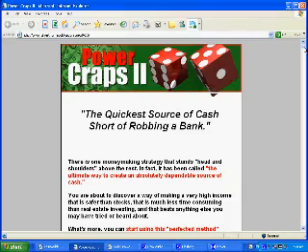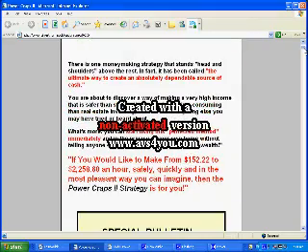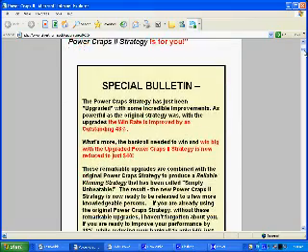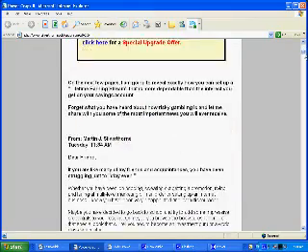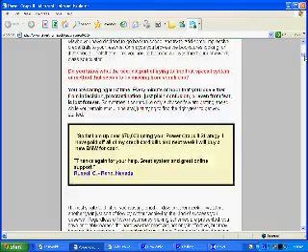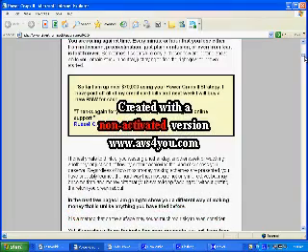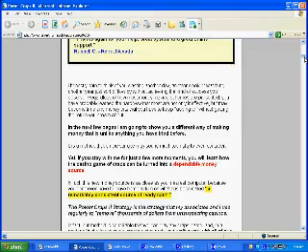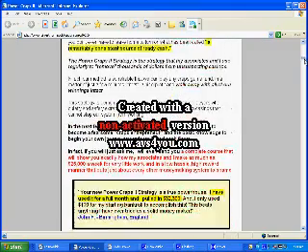This is one of his ads, Power Craps 2. As you can see, let's scroll down here. These are long ads, real, real long ads. Why are they long? Because he's got to convince you to send your money to him. Okay, look at this. So far, I'm up for $70,000. This is a testimonial, alleged testimonial. I kind of doubt it. I've tried his systems. They don't work. They don't make any money.